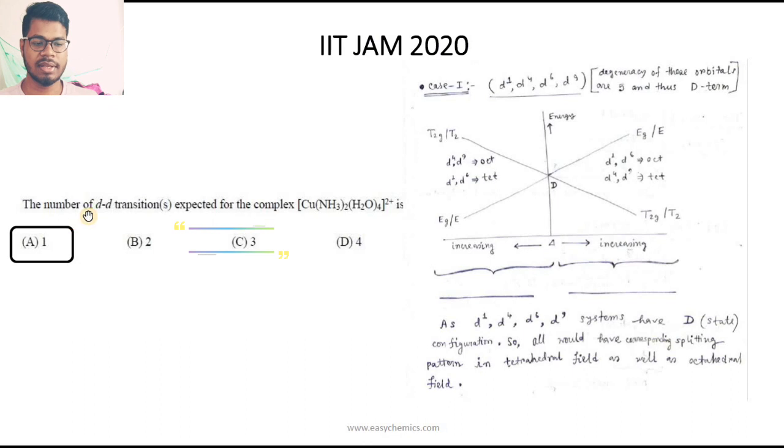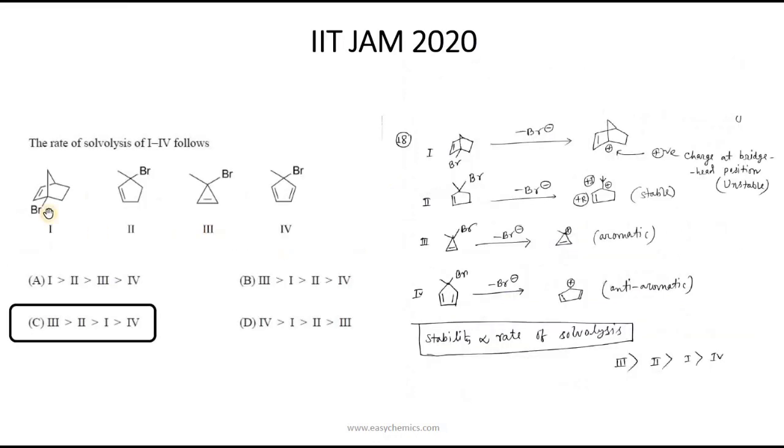The next question is about coordination chemistry: the number of d-d transitions in the Co2 plus complex will be 3. The one given first is not the correct answer; the answer will be 3. This can be explained by different diagrams like Russell-Saunders coupling and of course Orgel diagrams, in the material.